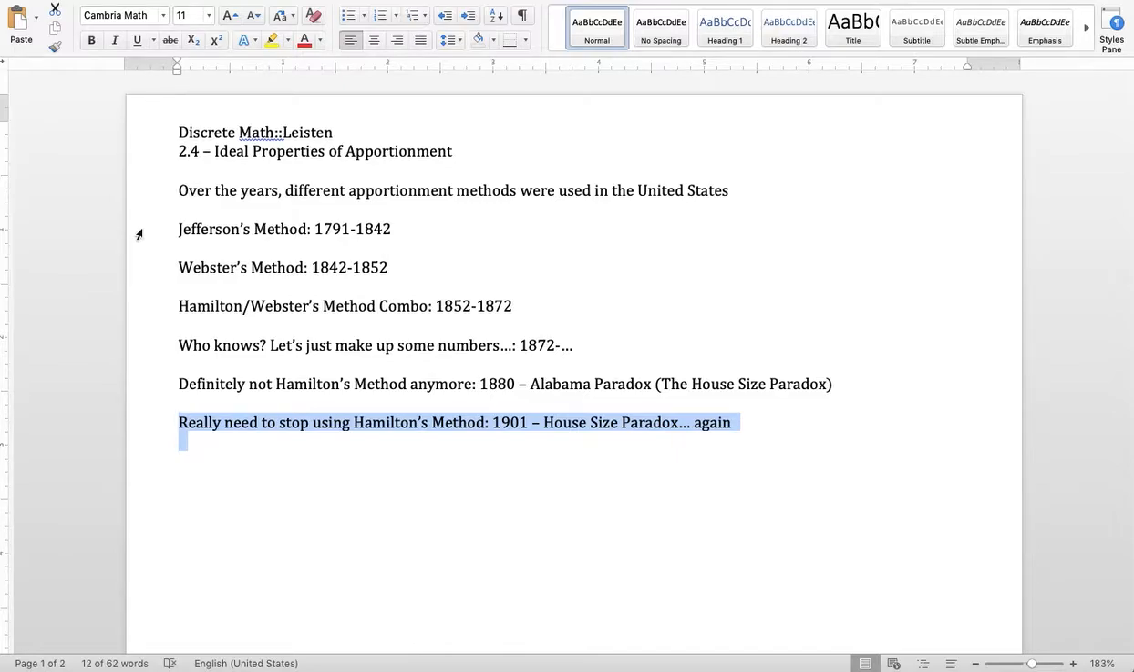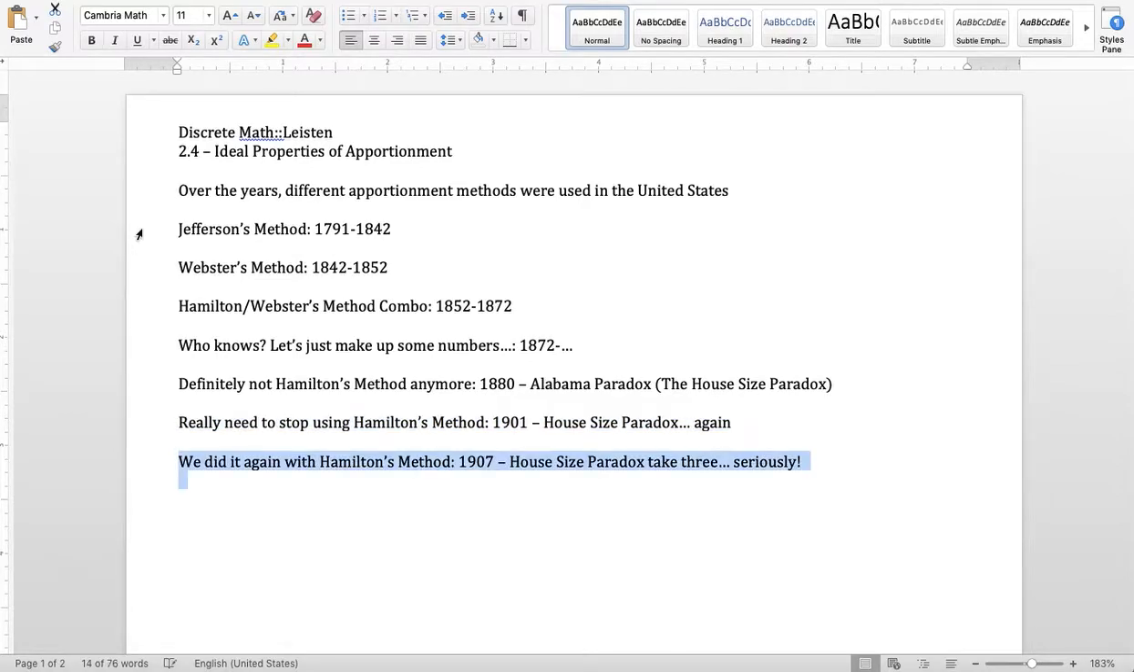1901 again, we had this house size paradox, Alabama paradox, where we're going to see that in a little bit. The state sizes, house size keeps getting screwed up. States eventually lose seats that they were due otherwise. We did it again in 1907. We sure don't learn from mistakes.